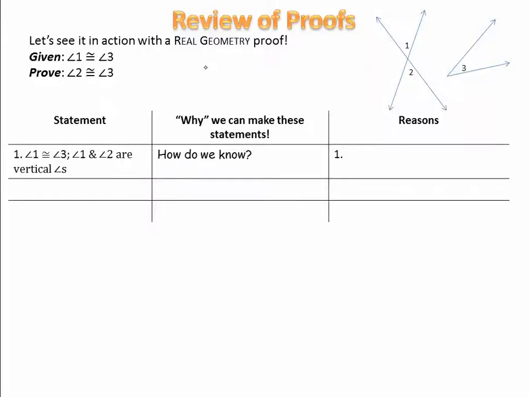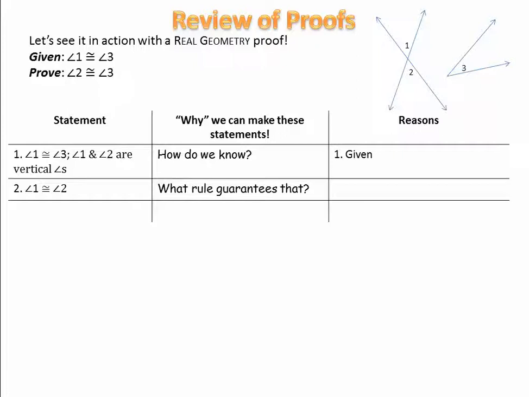Well, up here we've got that angle 1 is congruent to angle 3 is given. If you look over here at the figure, one thing you can assume when you see a figure like this is that these are vertical angles, and vertical angles are always congruent. So we can say that that is also a given. Okay.